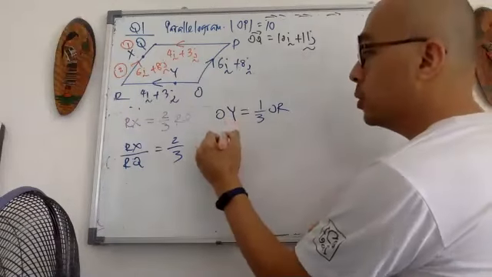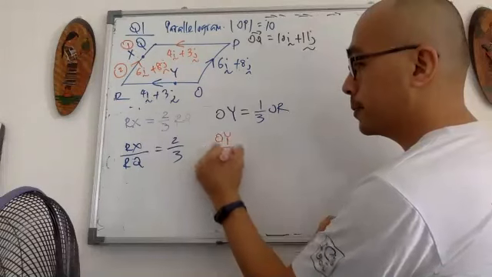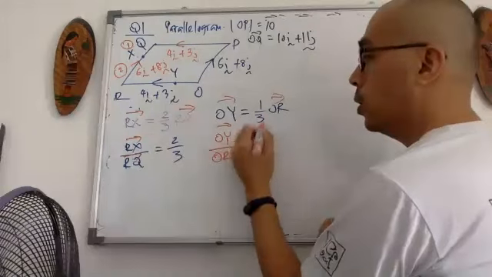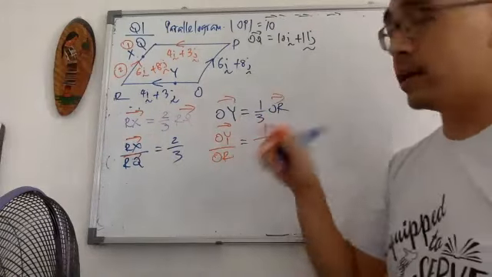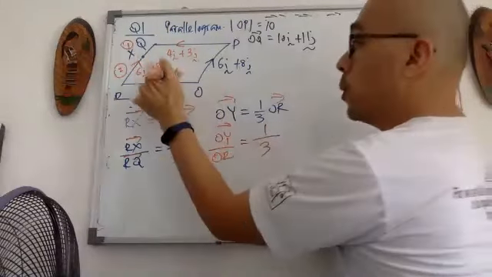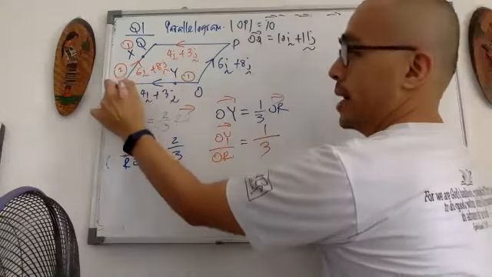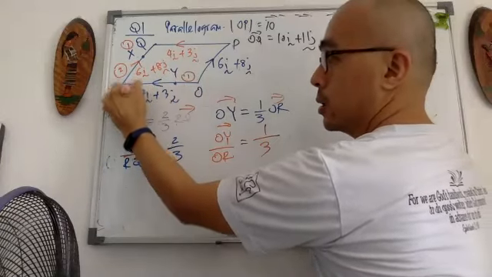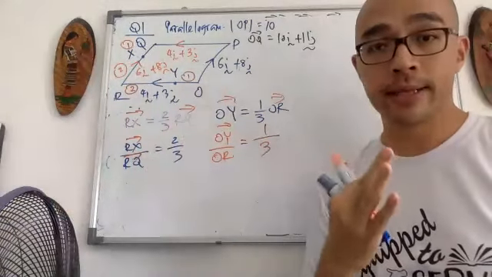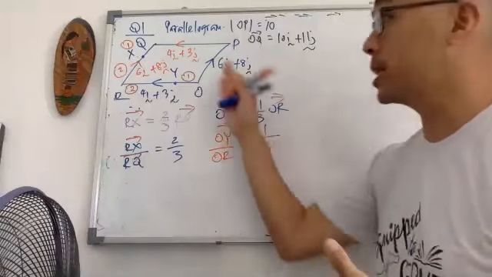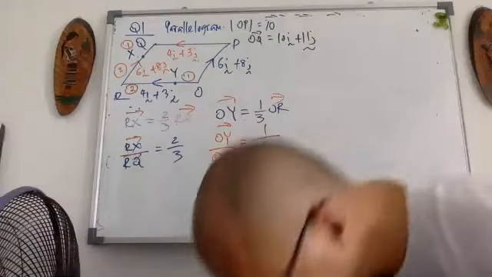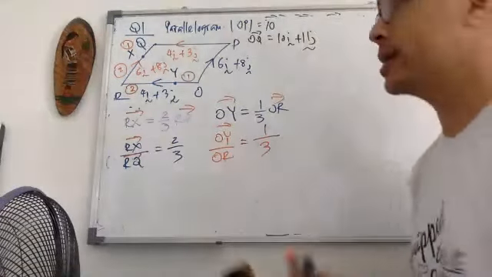Okay, next, OY over OR. All these letters. OY is 1 over 3. So OY is 1 part and OR is 3 parts. What is YR? YR will be 2 parts, because the whole thing, OR, is 3 parts. All these ratios are very important pieces of information for us. I circled them so that you can see the ratio itself. So the question is, what is the vector of XY?